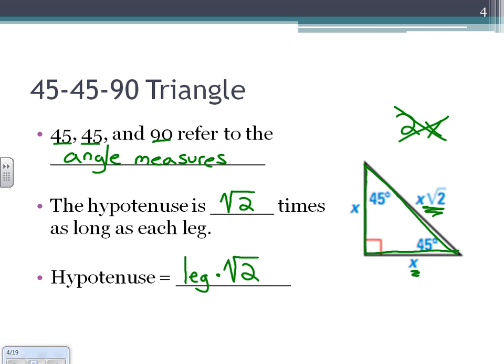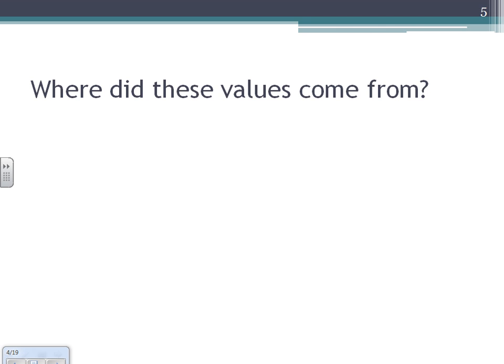Now, that seems a bit magical. So where do these values come from? Draw a square. And I want you to draw a square with side length of x. So that means that each side then has to be x units long. There's my square with side length x.